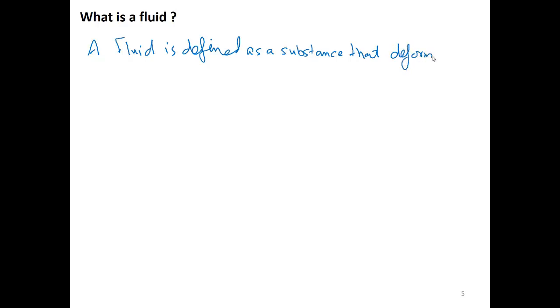Okay, so now we come to the definition of a fluid, and the physical definition, let me write it first. A fluid is defined as a substance that deforms under a shearing stress or force.